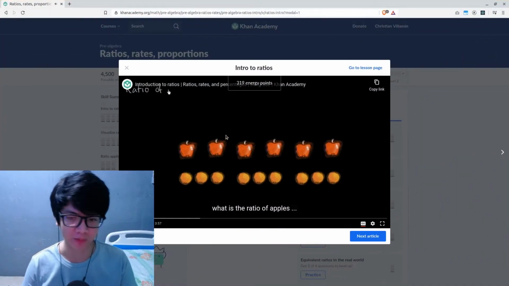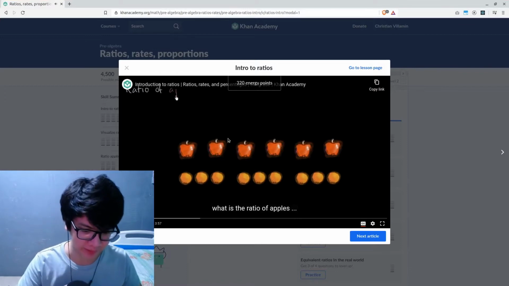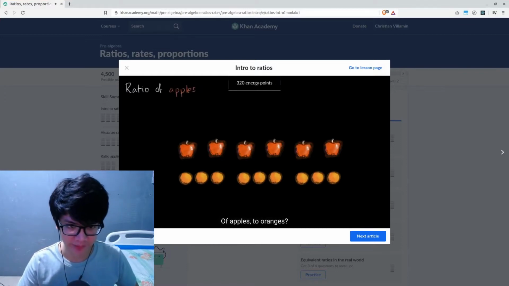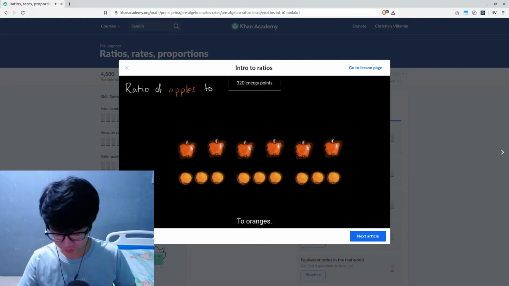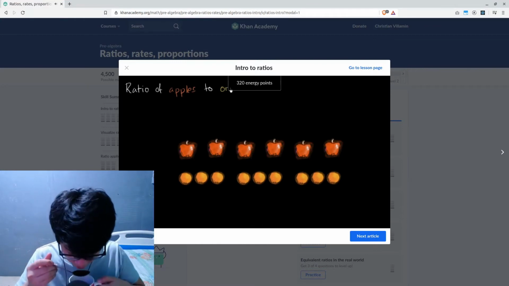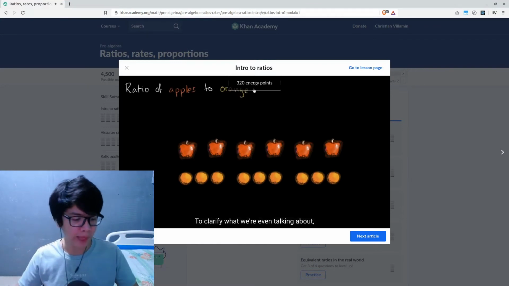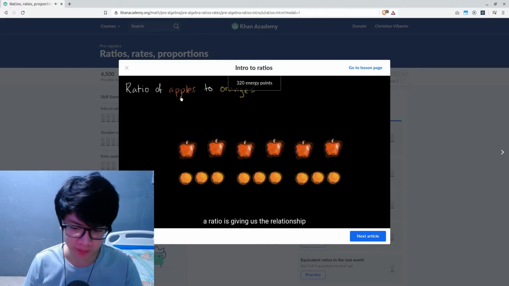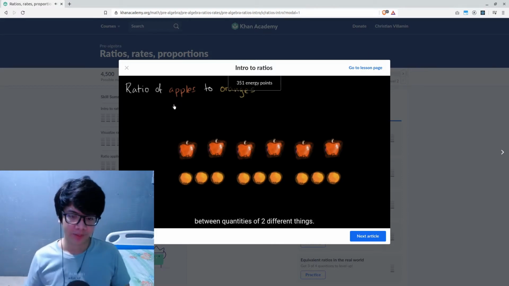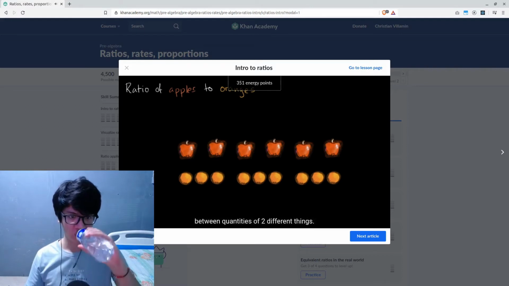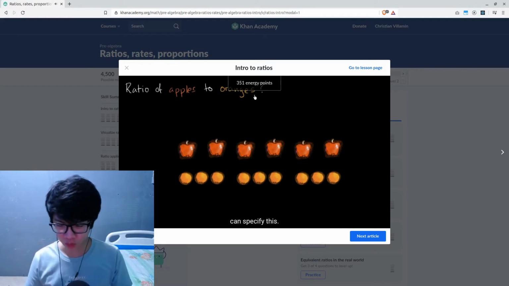What is the ratio of apples to oranges? And to clarify what we're even talking about, a ratio is giving us the relationship between quantities of two different things. So there's a couple of ways that we can specify this.